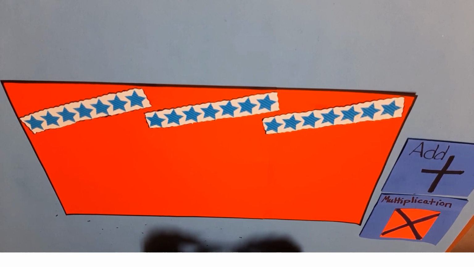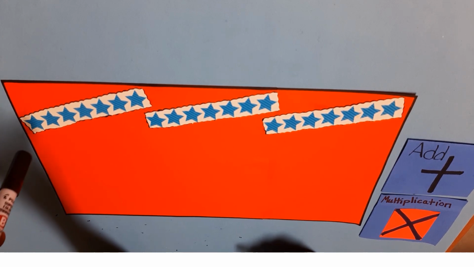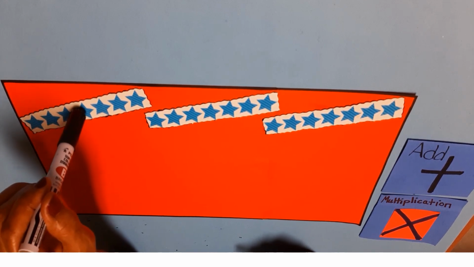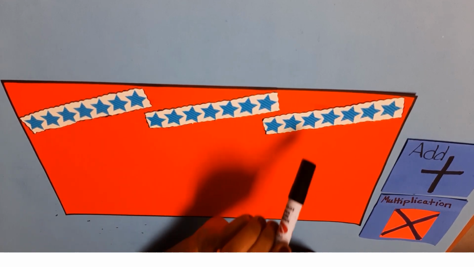Last example here we're going to try. Now we have some beautiful stars here, but they all are in a group. And how many groups do we have? Did I hear somebody answer me? Yes, 3 groups. Now we're going to find out how many stars are in each group. Let's count it together. 1, 2, 3, 4, 5, 6, 7. So it's 7 stars in each group.